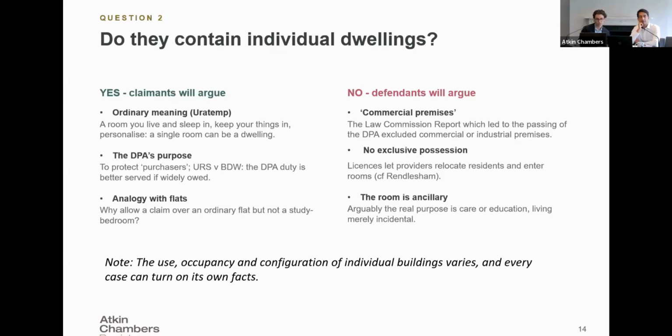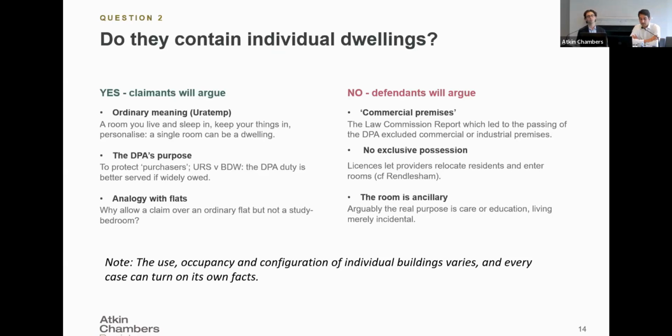it currently seems to be well accepted that a commercial owner of a block of flats can bring a claim under the DPA. And so it would seem inconsistent if the owner of a care home or student accommodation in the same way, similarly being commercial and profit driven, couldn't make a claim.